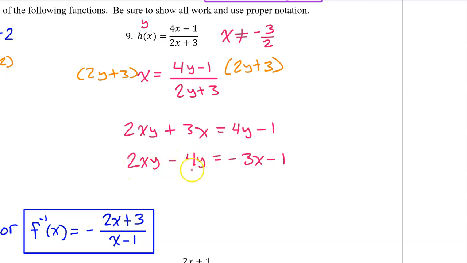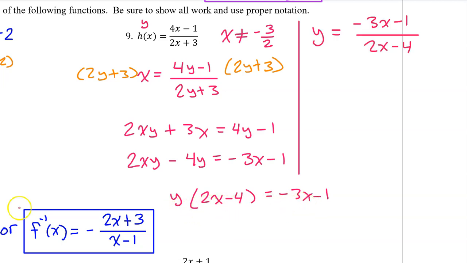Now that the y terms are together on the left, we can factor out the common y and put it in front of parentheses like this. On the inside, we will be left with 2x minus 4. And we bring down the negative 3x minus 1. Finally, we can get y by itself by dividing both sides by 2x minus 4. This is the inverse relation. However, since the original function was called h of x, we should call the inverse h inverse.